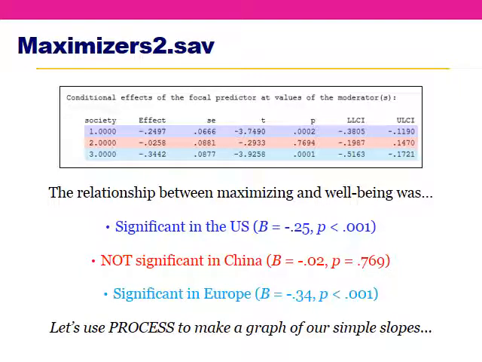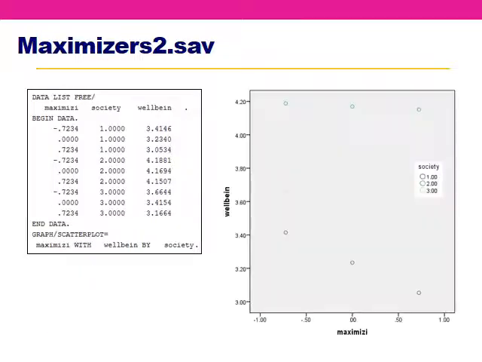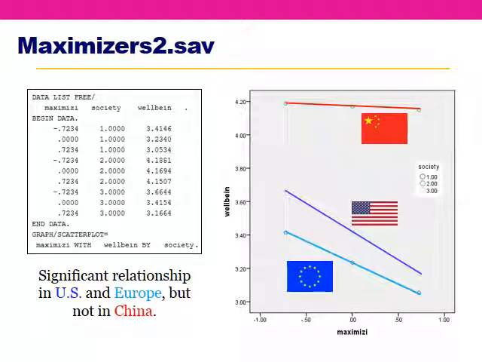This might make even more sense if we use that syntax to make a graph. So we'll copy and paste that syntax and get a graph that looks like this. I'll add the lines for you and even the flags while we're at it. And what we see here is that in the United States, the dark blue line, and Europe, the light blue line, in both of those societies, there is a negative relationship between maximizing and well-being. But in China, the red line is flat. So we do not have a relationship between maximizing and well-being in China.